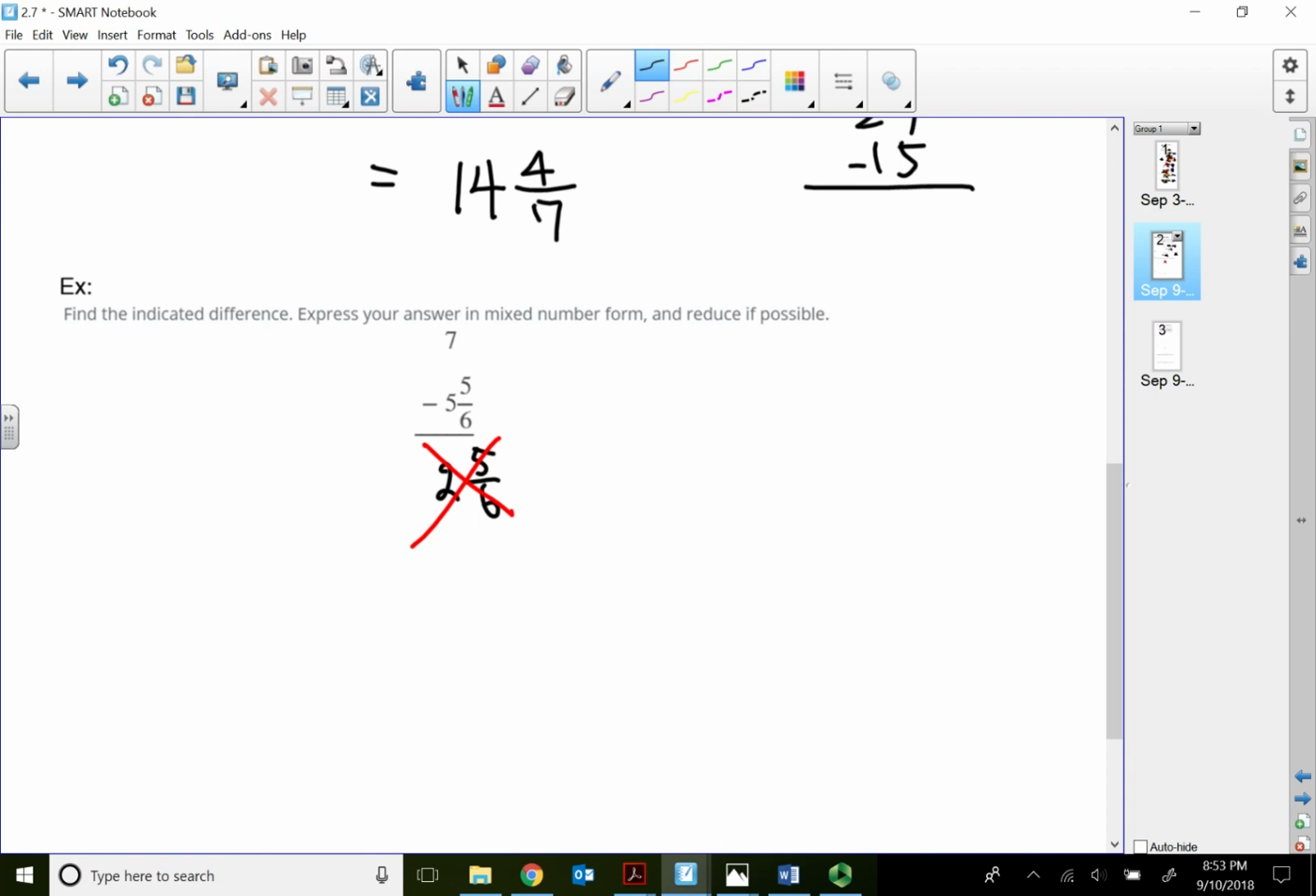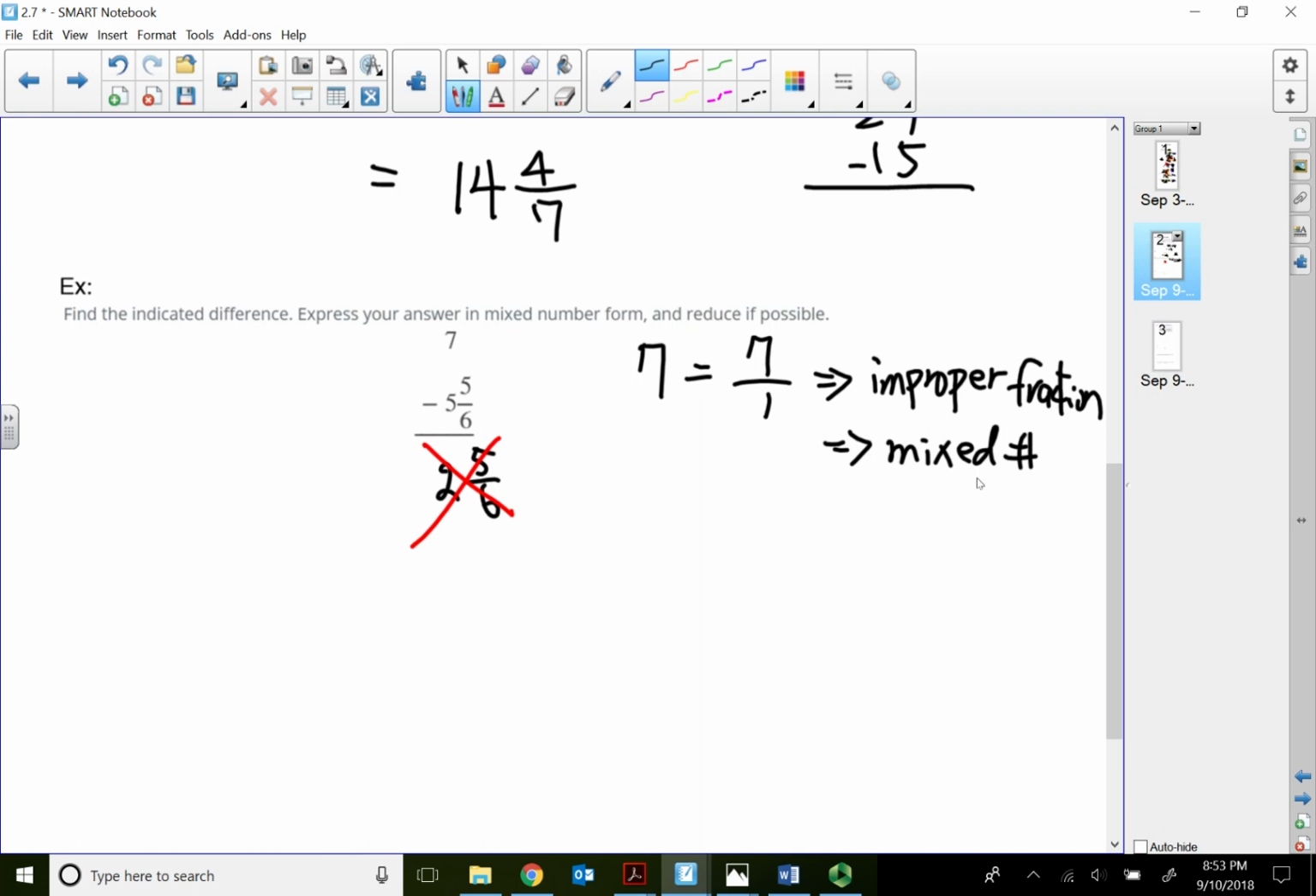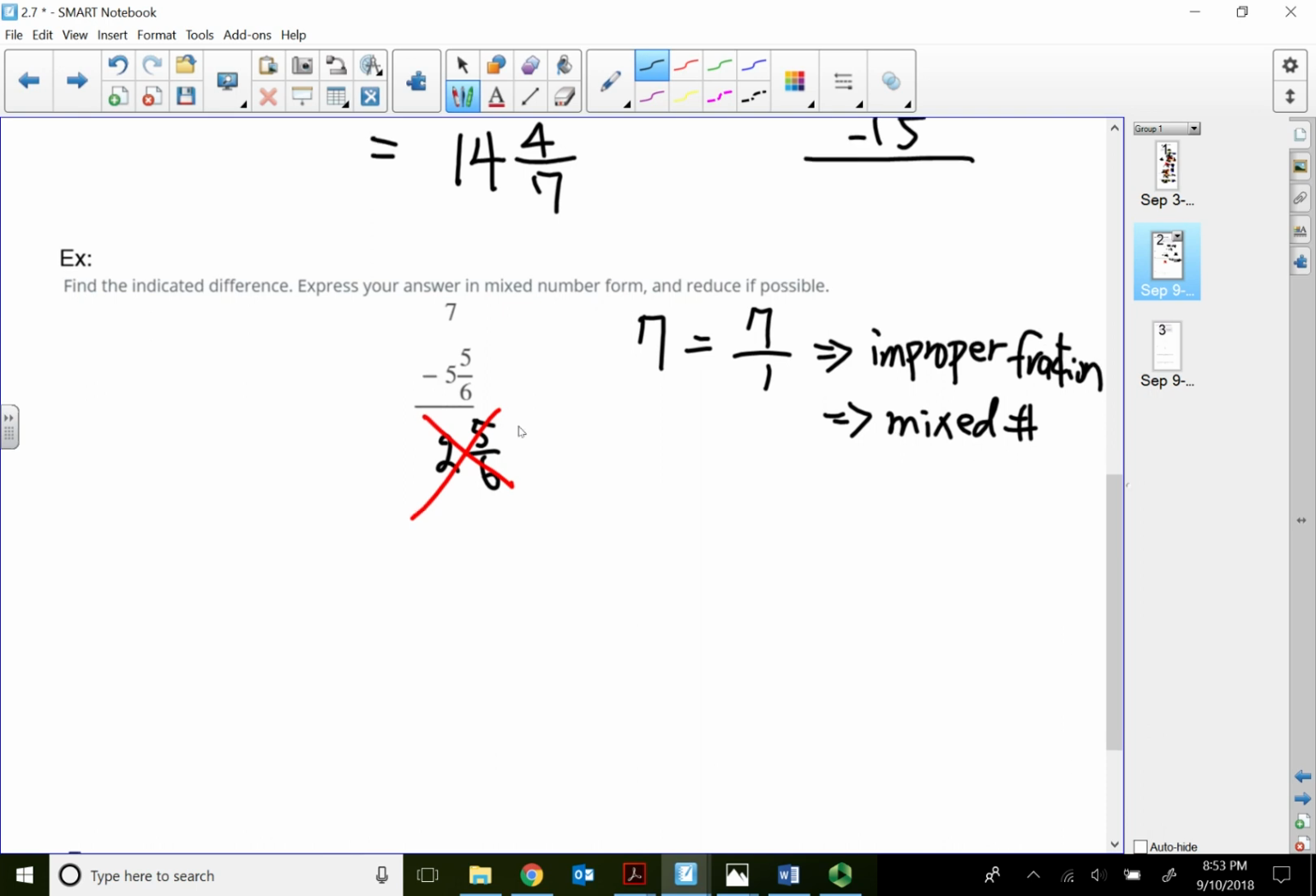Think back on the concept of improper fraction. Is a whole number considered as a fraction? Yes, because 7 can also be written as 7 over 1. So 7 over 1 is considered as an improper fraction. So if 7 over 1 is an improper fraction, that means we can actually convert a whole number into a mixed number. Right? Only an improper fraction can be converted to a mixed number. So you might say, well, what kind of mixed number does a whole number possess?